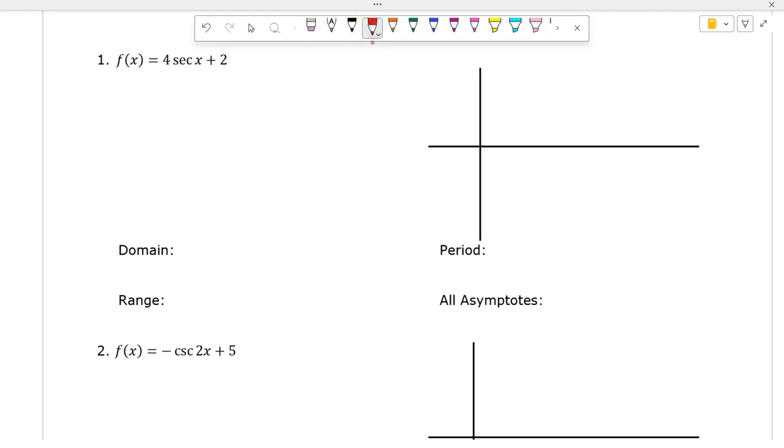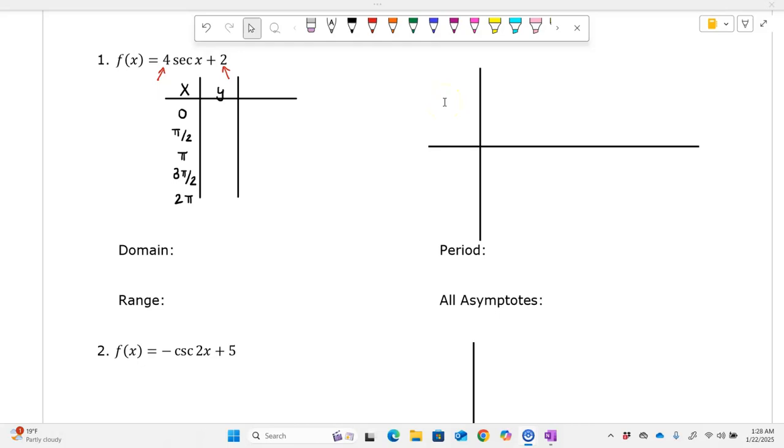Also, let's remember the B and the H values change your X values. The A and K values are going to change your Y values. So this is on the outside as well as this. So that's going to be affecting exclusively my Y values. So let's go ahead and write our original table that we're going to use. I made a table here, and I labeled it with the original x values that we would use for our function: 0, pi over 2, pi, 3 pi over 2, and 2 pi.